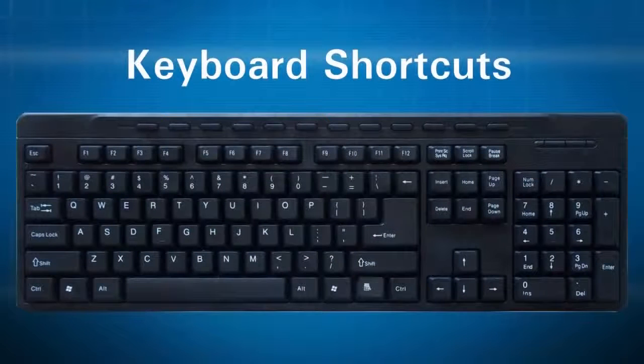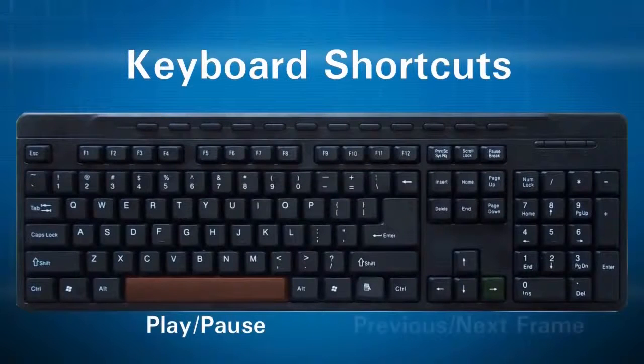Alternatively, the following keyboard shortcuts can be used to play scans. The space bar will play and pause the scan. Clicking the right arrow key will play the scan forward one frame at a time. The left arrow key will play the scan backward one frame at a time.